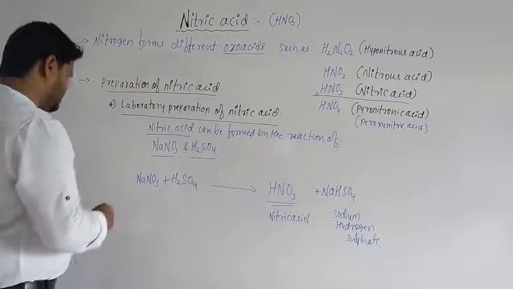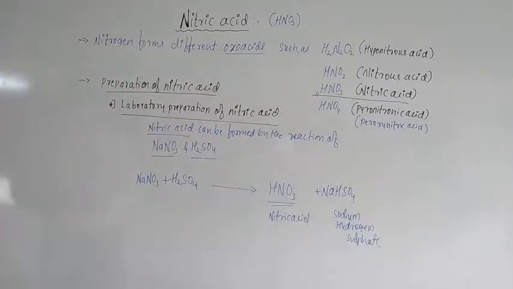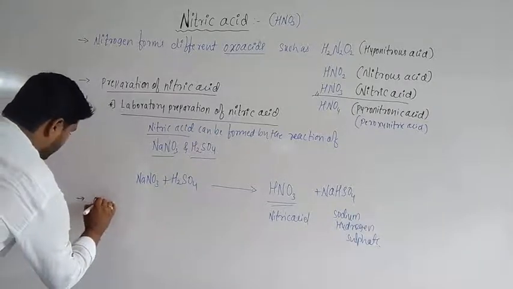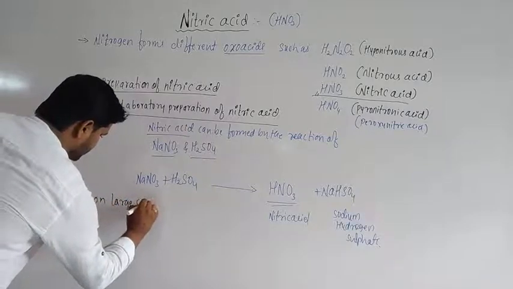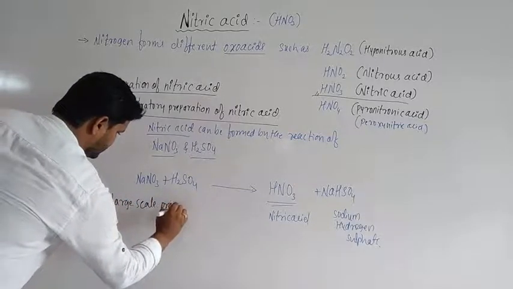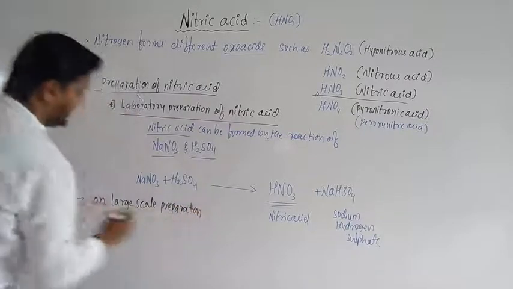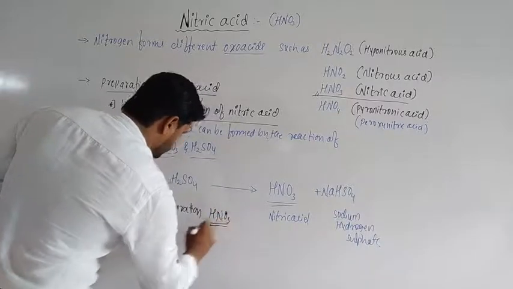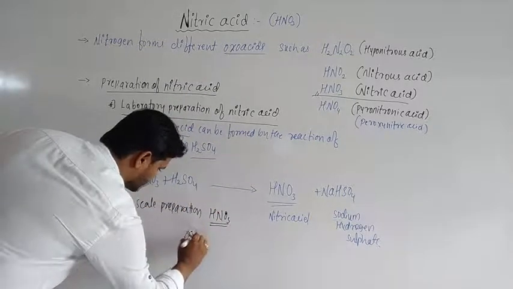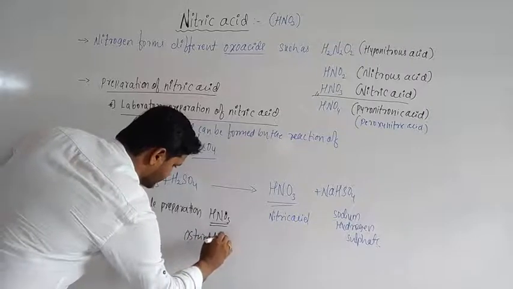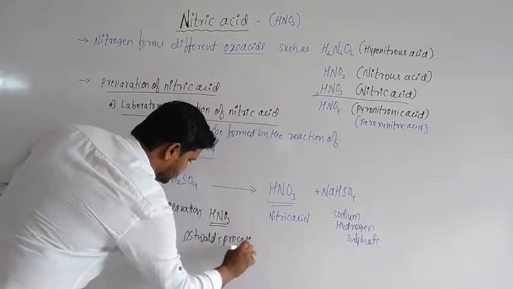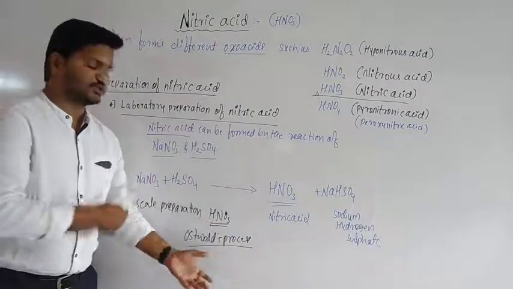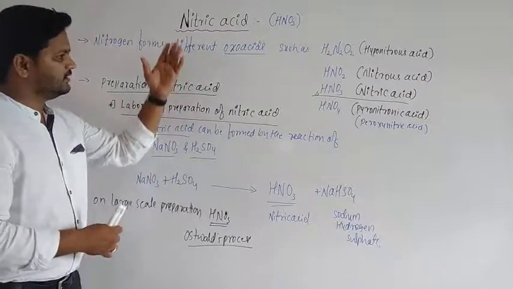And the next one, large scale preparation. On large scale preparation, HNO3 can be manufactured by the process that is called the Ostwald process. This is important for your annual examination. Okay, let us start with that. You can take it down.